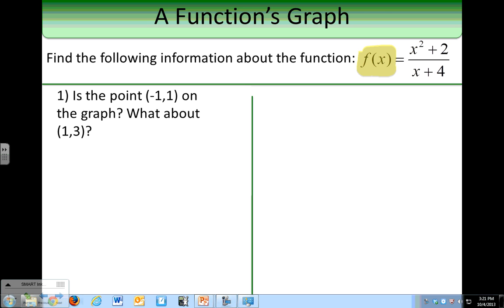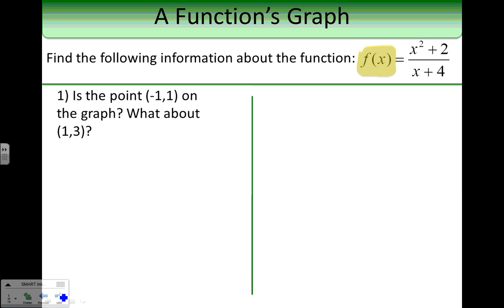If the point (-1, 1) is on the graph, remember, this is our x value, this is our y value. It needs to satisfy the equation. If I plug in -1 for x and 1 for y, I should get both sides to be equal. If the point plugged in satisfies the equation, makes it true, then that means that point is on the graph. Remember, f(x) is just another way of writing y.